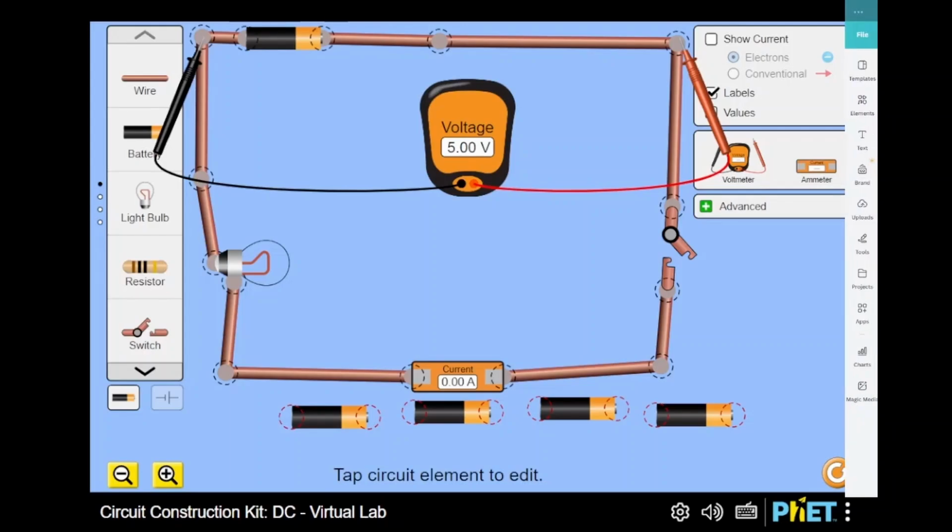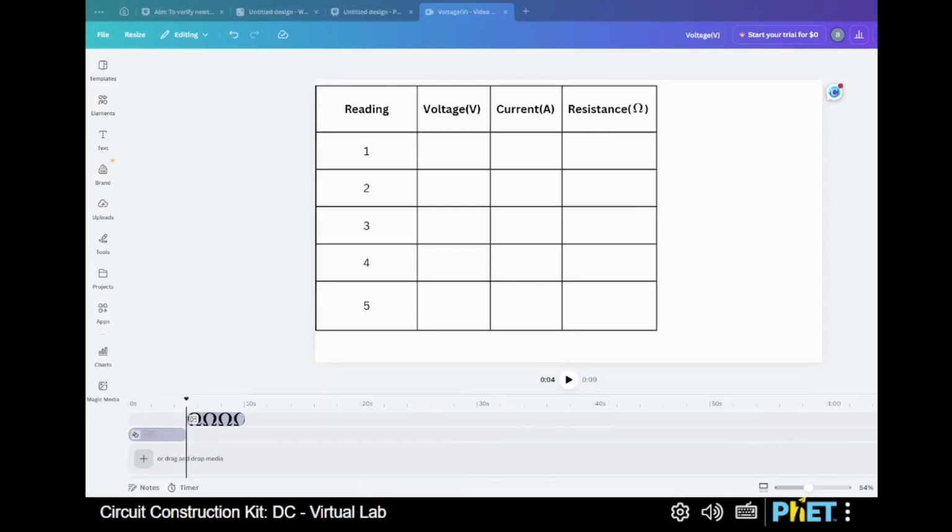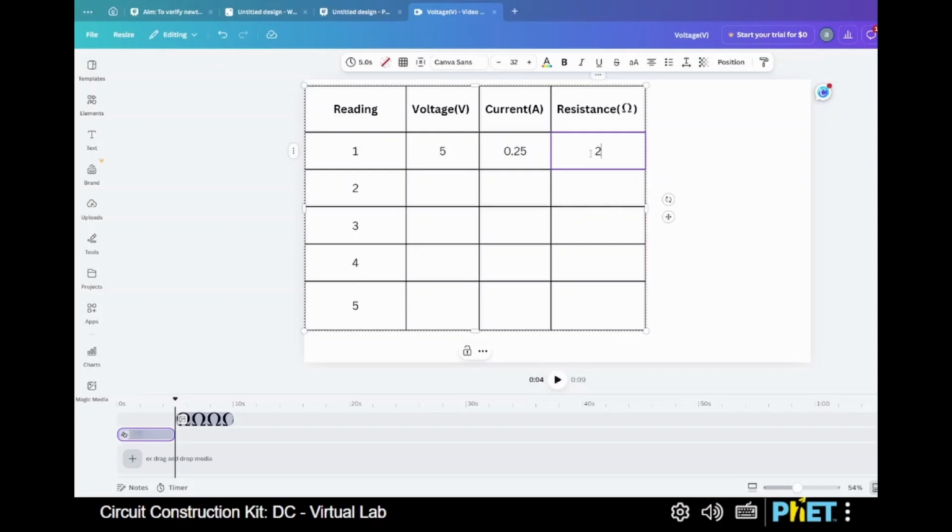Okay, so then I close the switch, and then there's current flow, and the voltmeter reads 5 volts. The ammeter reads 0.25 amperes. So then I will record these results, my initial reading, on my table. That's voltage is 5 volts, current is 0.25, and resistance is 20 ohms.